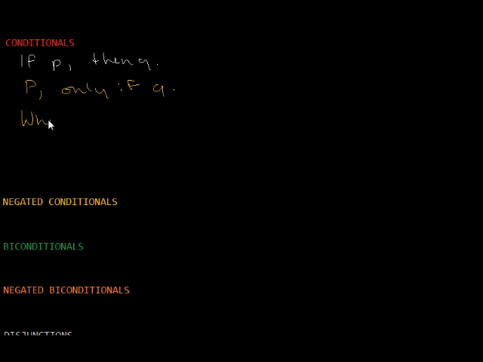So now that we've gone through a few different examples, let's actually get the rules for translating the conditionals on the board, and see what English terms usually represent them. So the conditional is the horseshoe, and this has: if P, then Q. P only if Q. When P, Q. Whenever P, Q.